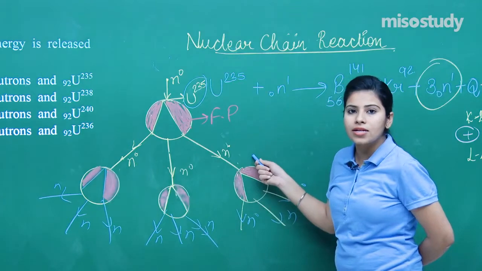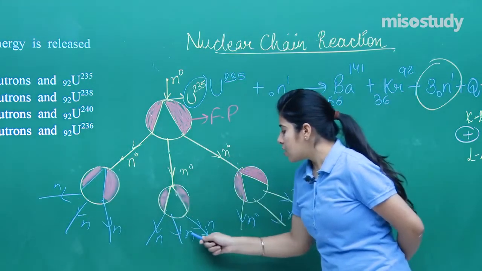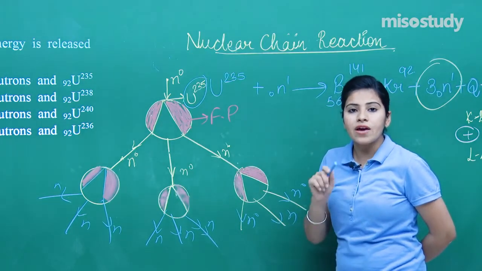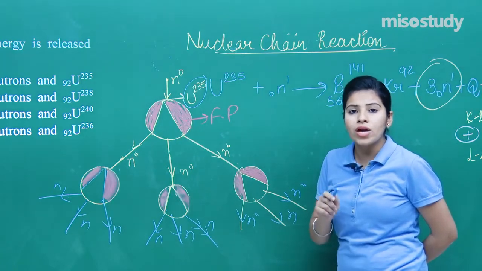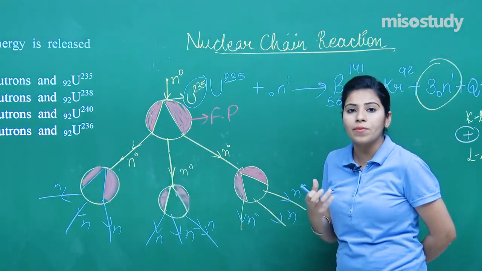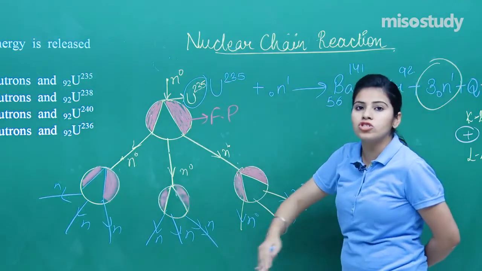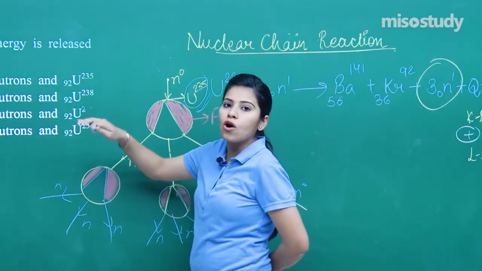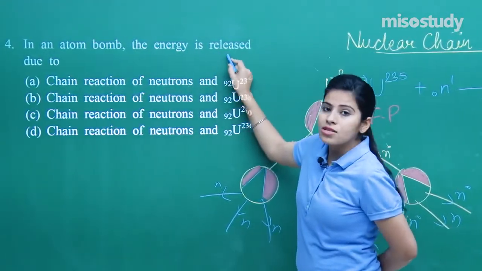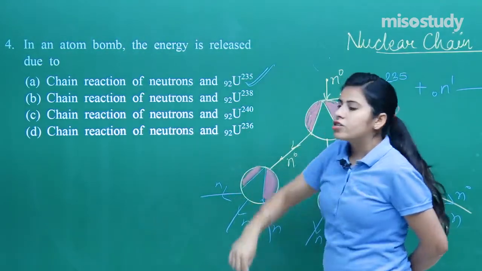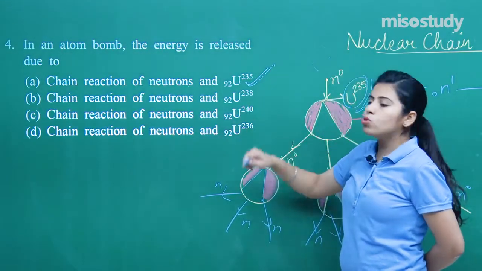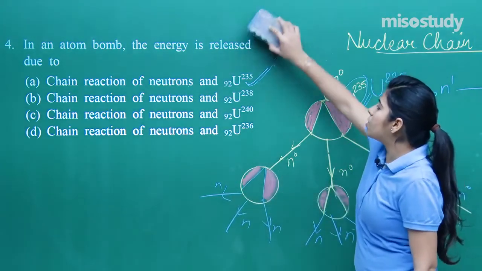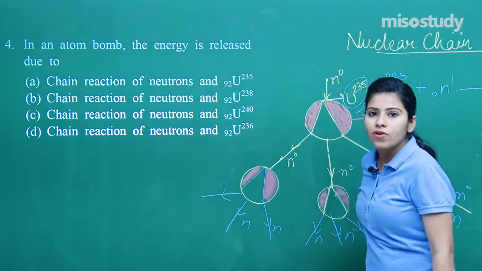Here you have seen there are 3 neutrons and here you can see there are total 9 neutrons. So 3 multiplied by 3, that is 9. Every time they are getting multiplied. So you can imagine how many neutrons we will be getting if we have a continuous chain reaction. So that means we can say that U-235 is the source of the atom bomb. So the energy released is due to the chain reaction of neutrons with U-235, right? So yeah, we are now done with this question. We will be looking at the next question, that is question number 5.